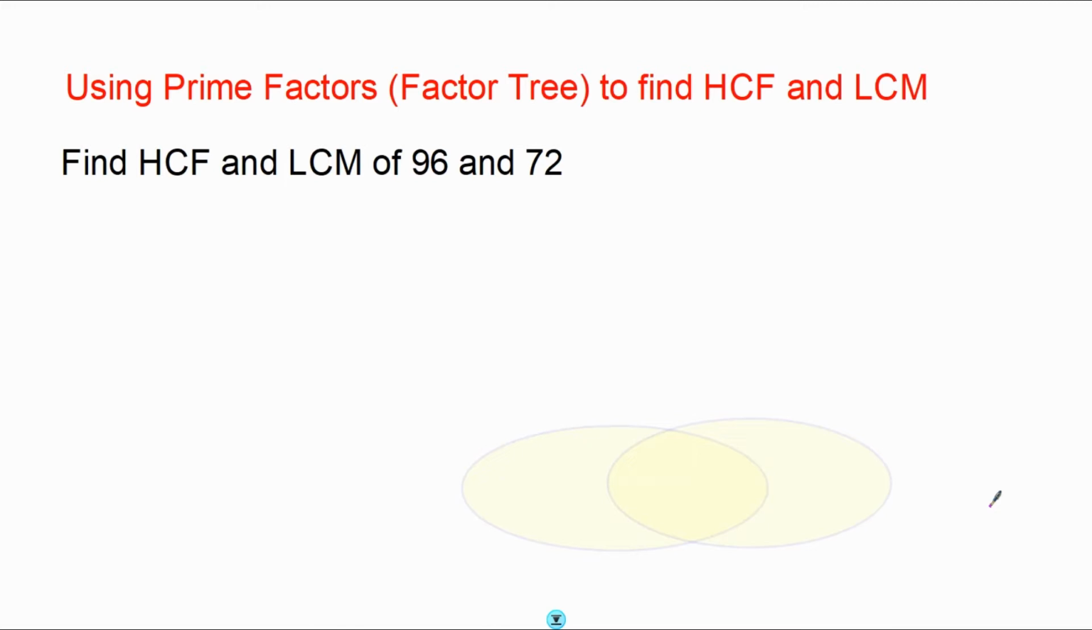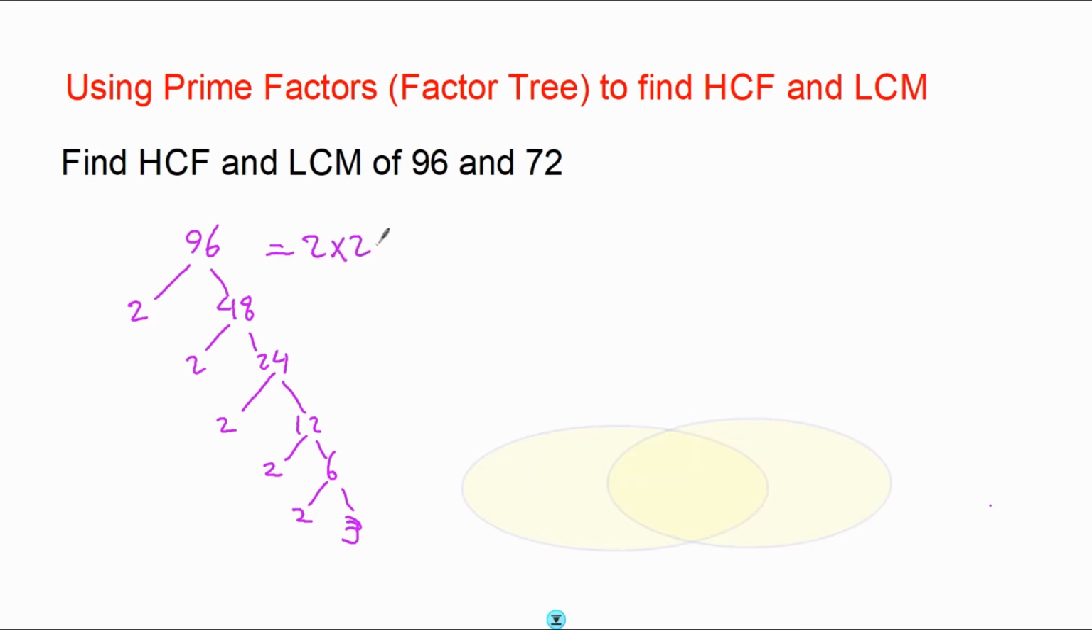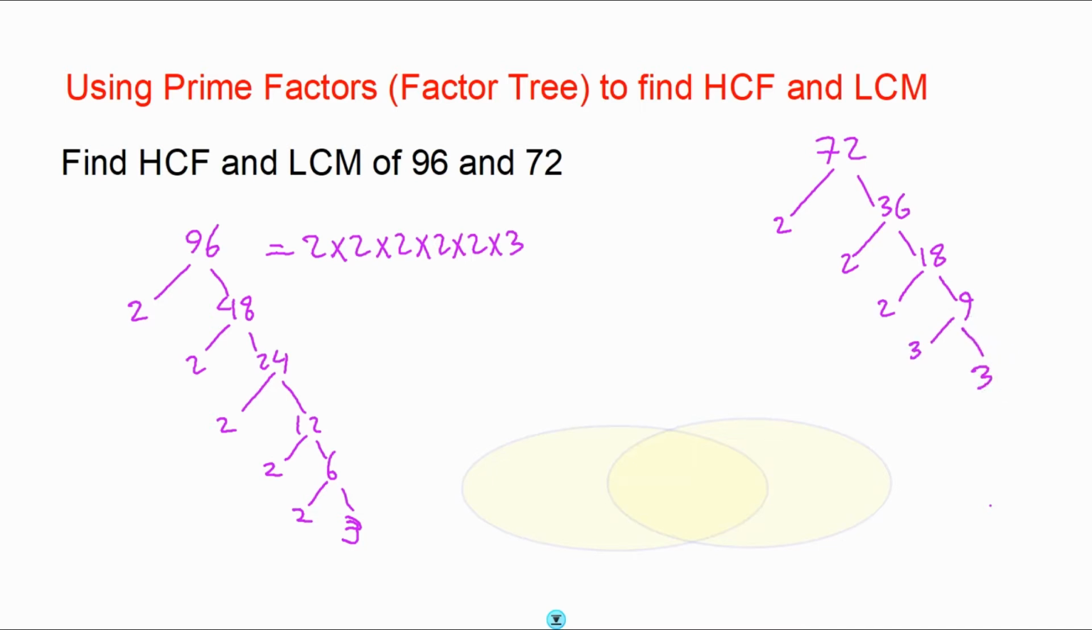So to find the highest common factor or lowest common multiple of two numbers, we start by using the factor tree and writing each number as its prime factors. So 96 divided by 2 is 48, divided by 2 is 24, divided by 2 is 12, divided by 2 is 6, divided by 2 is 3. So 96 is 2 times 2 times 2 times 2 times 2 times 3. I'm just going to write it in here. And when we look at 72, divided by 2 is 36, by 2 is 18, divided by 2 is 9. We cannot divide by 2, but the next prime number is 3, so divided by 3 is 3. So 72 is 2 times 2 times 2 times 3 times 3.